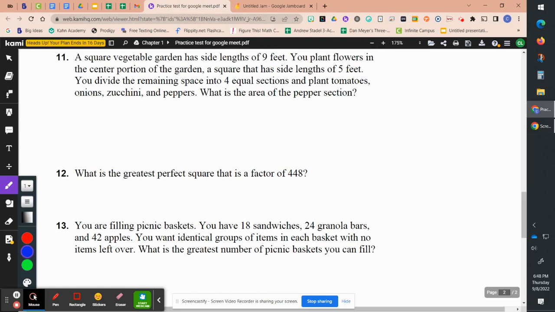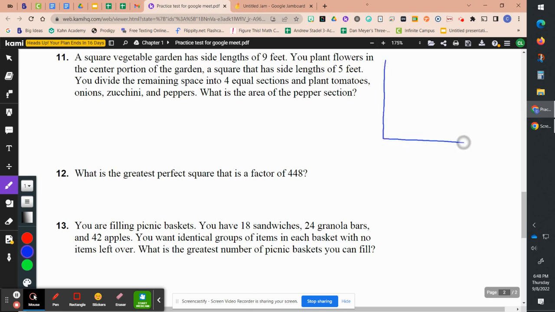Now, this next one seems hard when you first read it. I'll read it out loud. A square vegetable garden has a side length of 9 feet. You plant flowers in the center portion of the garden. A square that has side lengths of 5 feet is in the middle, okay? And you're planting flowers there. So you're going to divide the remaining space into 4 equal sections of plants. 1 section for onions, 1 for zucchini, 1 for peppers, okay? And 1 for tomatoes, right?